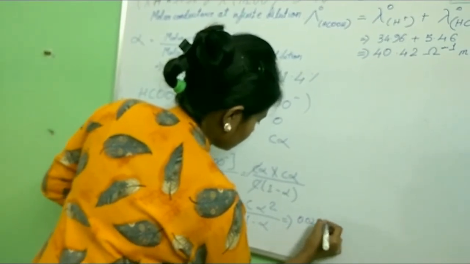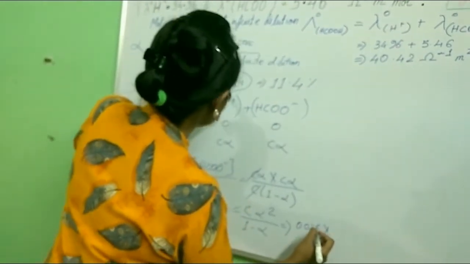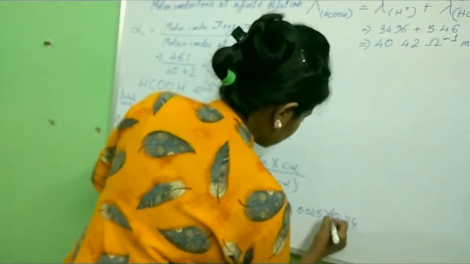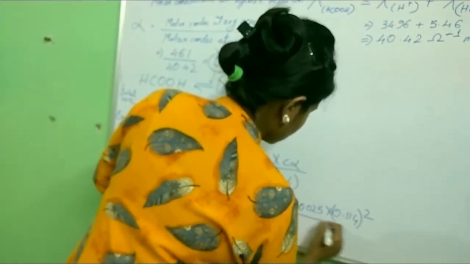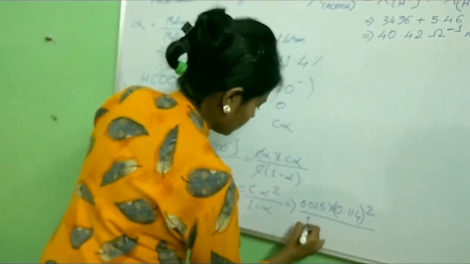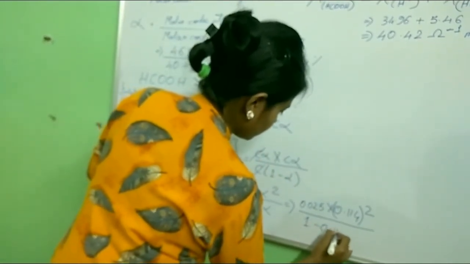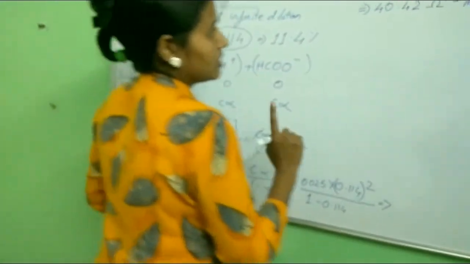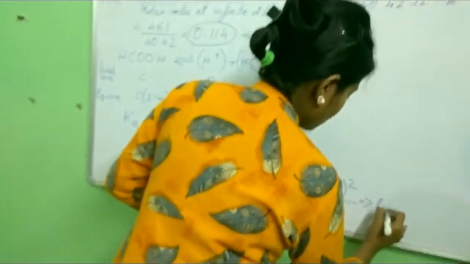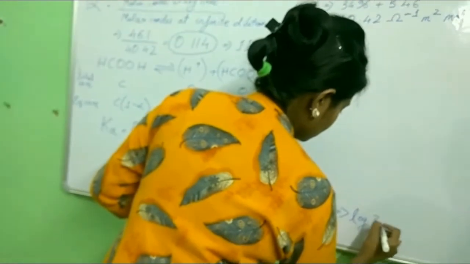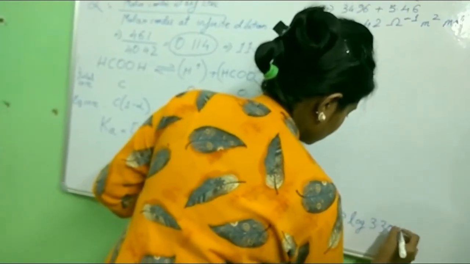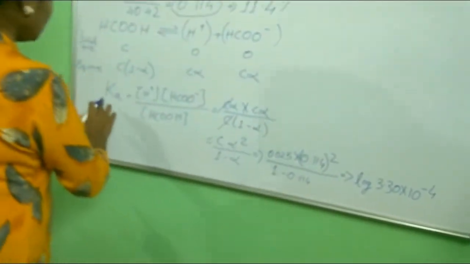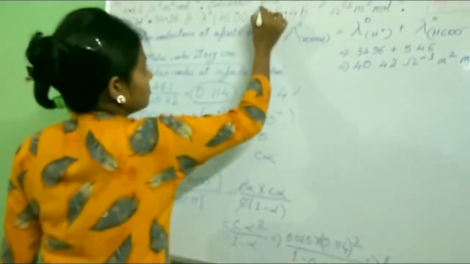0.025 into how much is the degree of dissociation? 0.114 square and 1 minus 0.114. If we calculate this, we'll get 3.30 into 10 to the power minus 4. This will be K. Now, but we have to find out the pKa value.